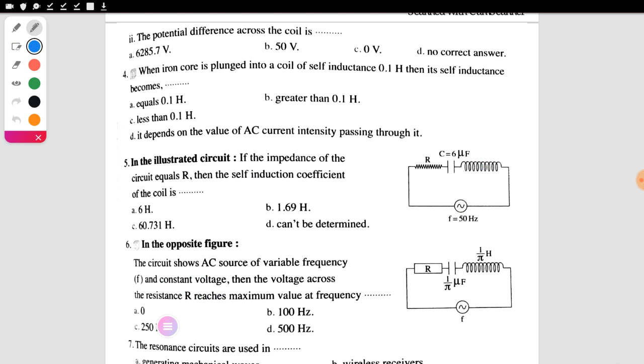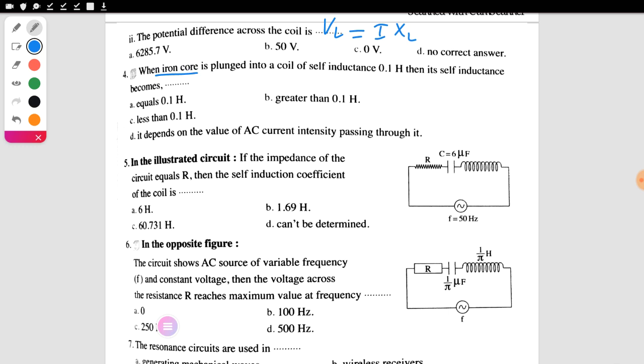The potential difference across the coil is VL equal I XL. When the iron core is inserted in a coil of self-induction 0.1 Henry, the magnetic permeability increases and concentrates a high magnetic field, which is directly proportional to the self-inductance. This means that the self-inductance becomes greater than 0.1 Henry.